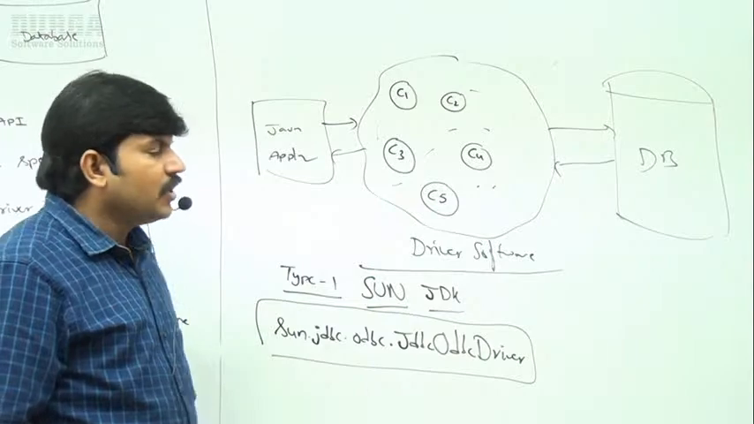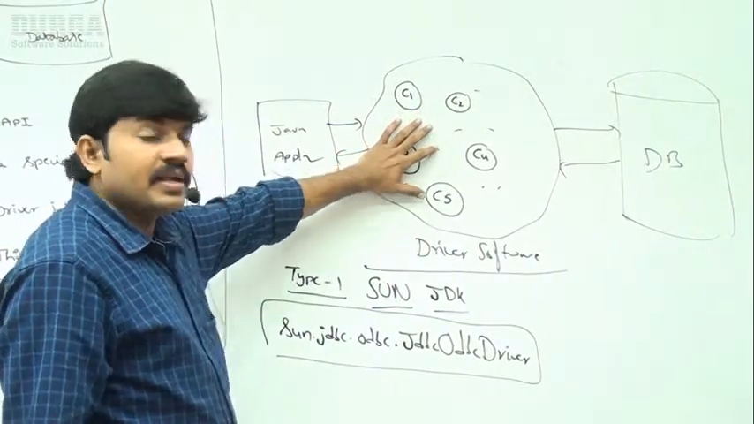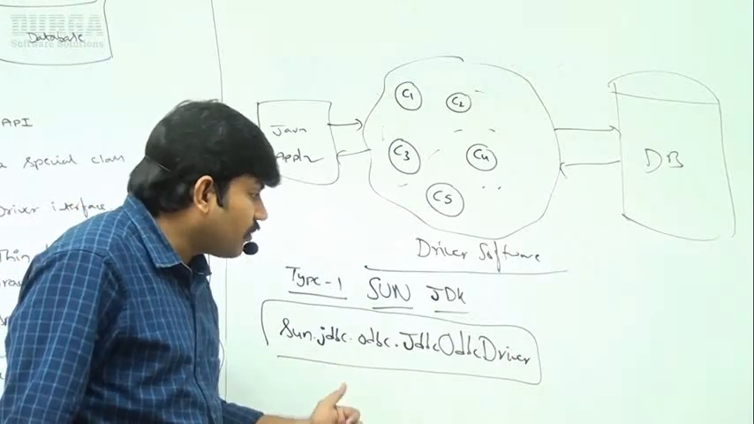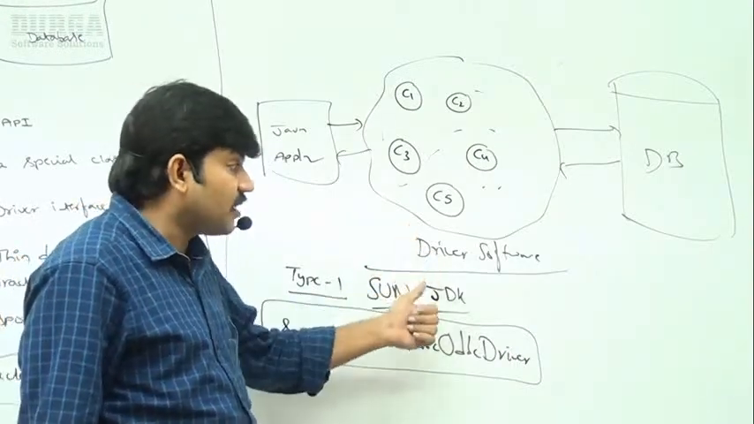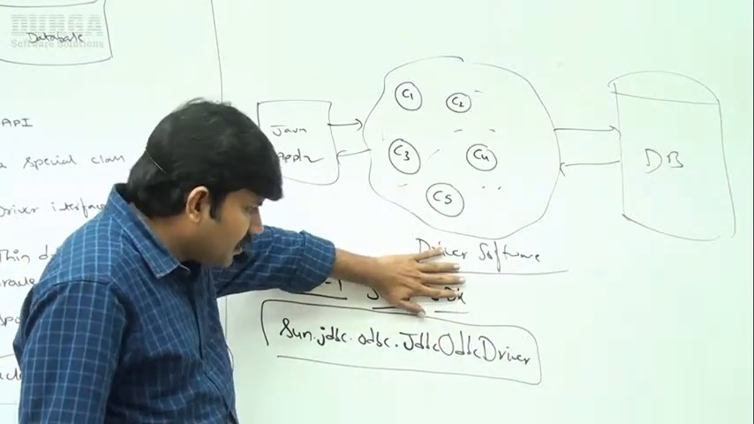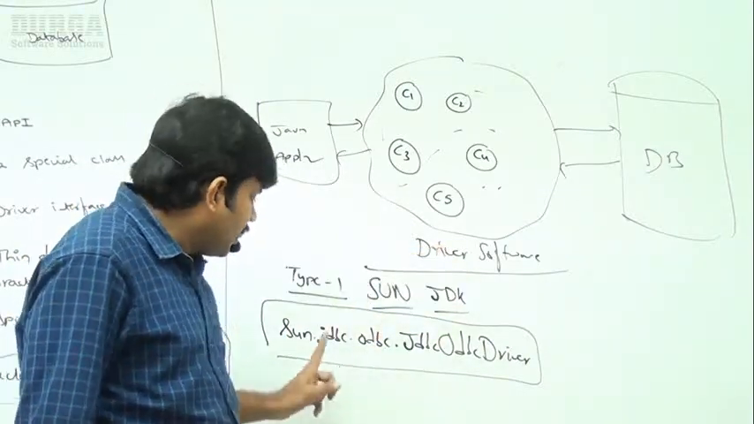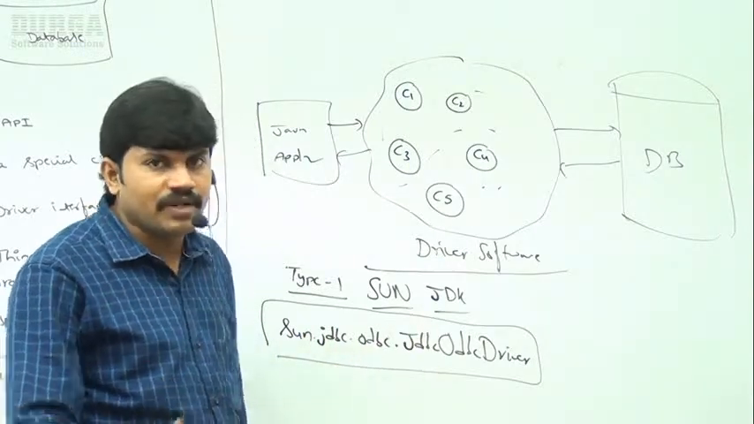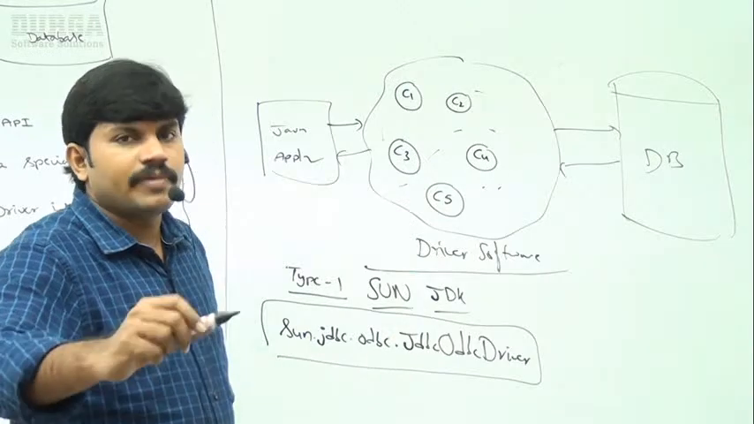Remember that, every driver software can be identified with some special class. That special class is called the driver class. For the type 1 driver, what is the corresponding driver class name? Sun.jdbc.odbc.JdbcOdbcDriver. Remember that. Of course, I will explain this in types of drivers.